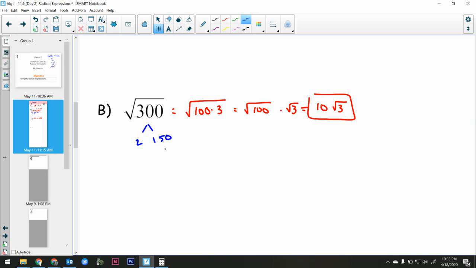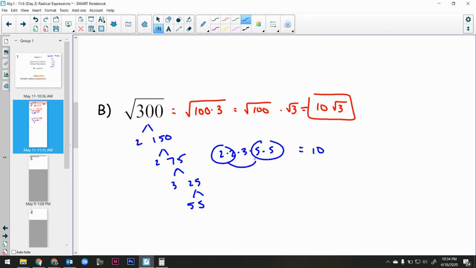2 and 150, 2 and 75, 3 times 25, 5 times 5. Okay, so that's 2 times 2 times 3 times 5 times 5. Buddies, 10, because that's the 2 and the 5, right? Make the 10, and then the 3 staying in. Same answer, right? Yeah, that's a lot less steps doing it that way, right? I hope you would agree with that. The only problem is you have to look for the biggest perfect square that's a factor.